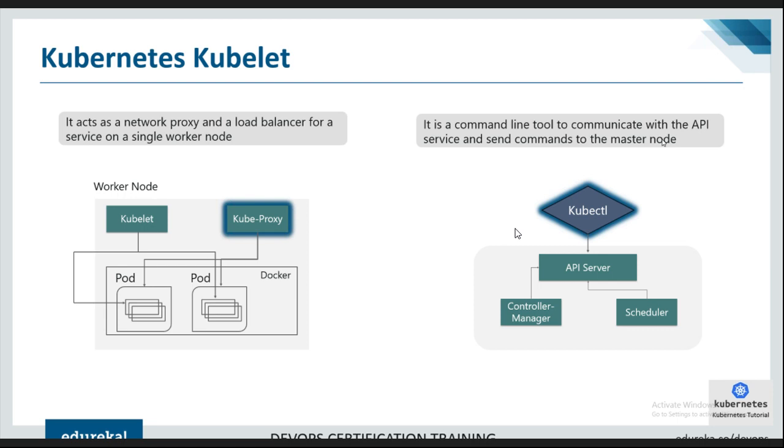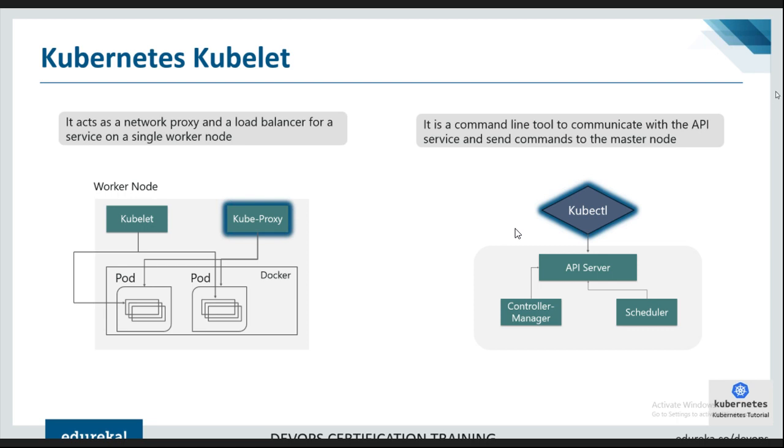In the same way, here we have kubectl. It's simply a command line tool. If we are connecting via the CLI, then we can use kubectl to communicate with the API, and basically to send and receive commands to the master node. That's the main job of kubectl. Just like we have systemctl, in the same way we have kubectl as a part of Kubernetes.